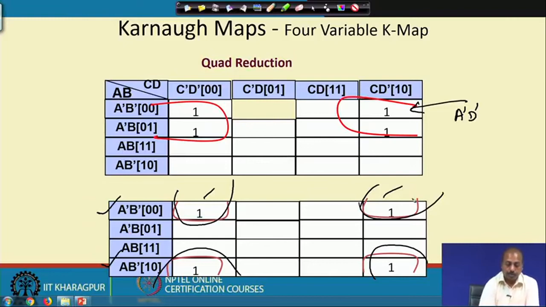Between this, A is changing its polarity, B bar is not changing its polarity. So, this is B bar, and between these two C is changing its polarity, but D is not changing its polarity. So, it is B bar D bar. If you group in this fashion 4 ones like this, you can get a quad represented by B bar D bar.